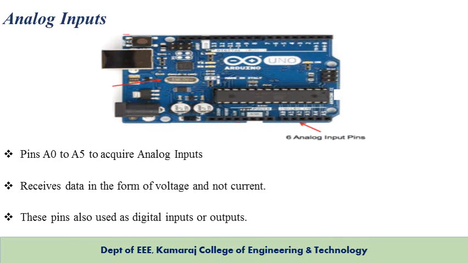Analog inputs in Arduino development board. The analog input section in Arduino is composed of pins A0 to A5. These pins are used to acquire analog inputs. The analog pins receive data in the form of voltage and not current. These pins are also used as digital inputs or outputs.